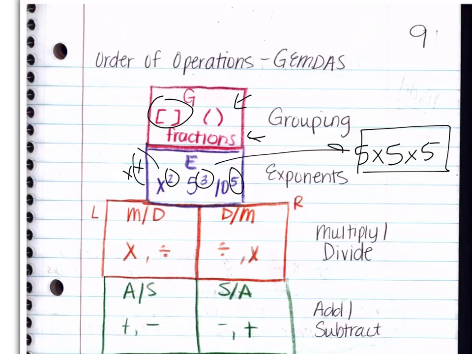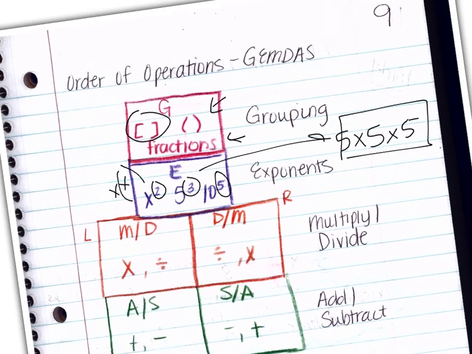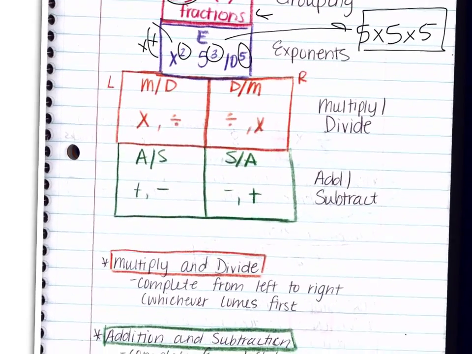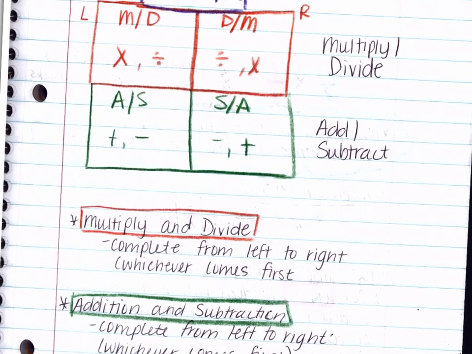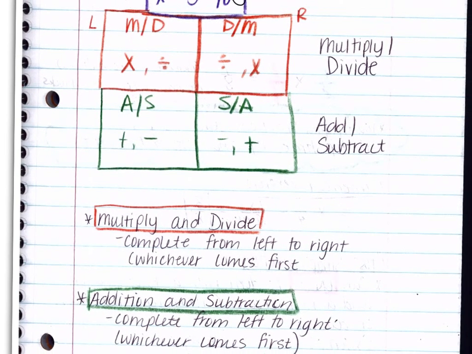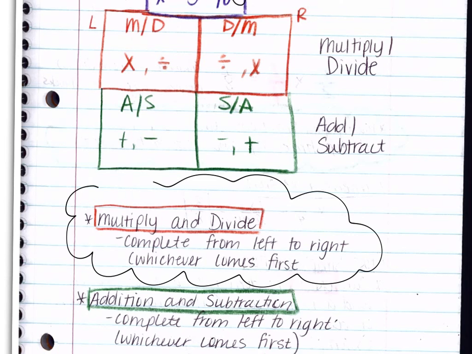When we get to the next type down here, we're looking at your M and your D, which is multiply and divide. Now the big thing with this, when we look at this, and I'm going to scooch this down just a little bit so you can kind of see what I'm looking at. Multiply and divide, this is what's the big thing here. It is whichever comes first when you are reading left to right. So that's why we have these two different boxes right here.